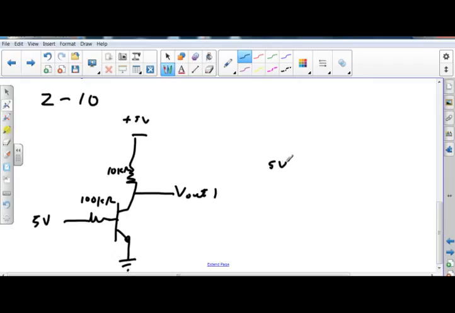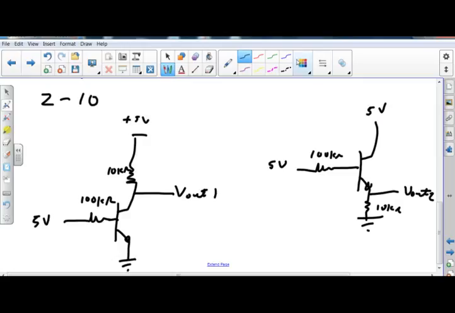I got 5 volts going to 100 K at my base. I got a resistor at the emitter of 10 K. I'm grounded, and I've got V out 2. And I've got 5 volts up there. All right, so I look at the first circuit, and I say, well, I have 5 volts on the base. This guy is on. Okay, so if he's on, my voltage 1 is going to be 0 because I'm grounded.